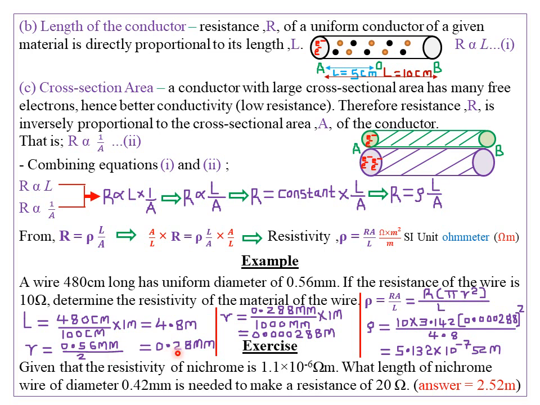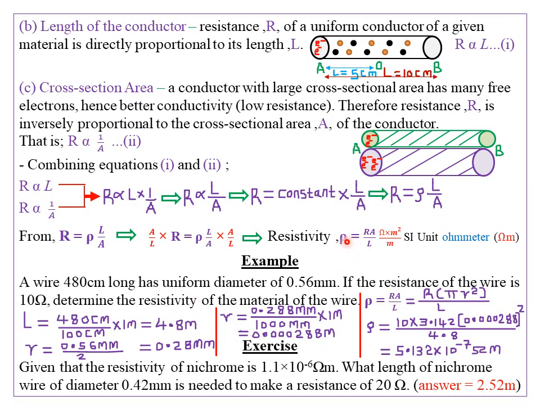We know again the SI unit for radius, or length, is meters. Therefore, we know that 1000 millimeters is equal to 1 meter. So 0.28 millimeters divided by 1000 millimeters times 1 meter gives us 0.000288 meters. Then they have asked us to find the resistivity.